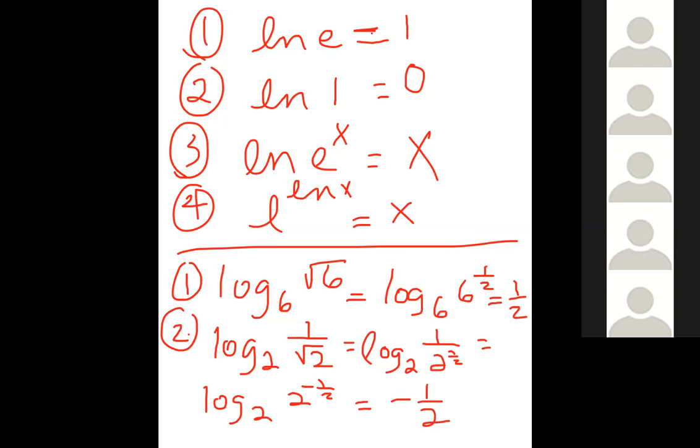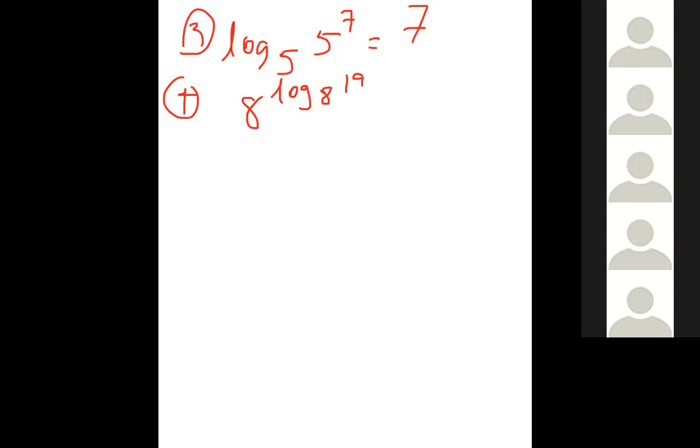Okay. So, guys, here comes the next one. Number 3. It is log base 5 of 5 to the 7th power. What does that one simplify to? 7. Very good. That's the same thing as the previous ones. Now, be careful with this next one. It is 8 to the log base 8 of 19. What's the answer for this one? Very good, Megan. That's 19.